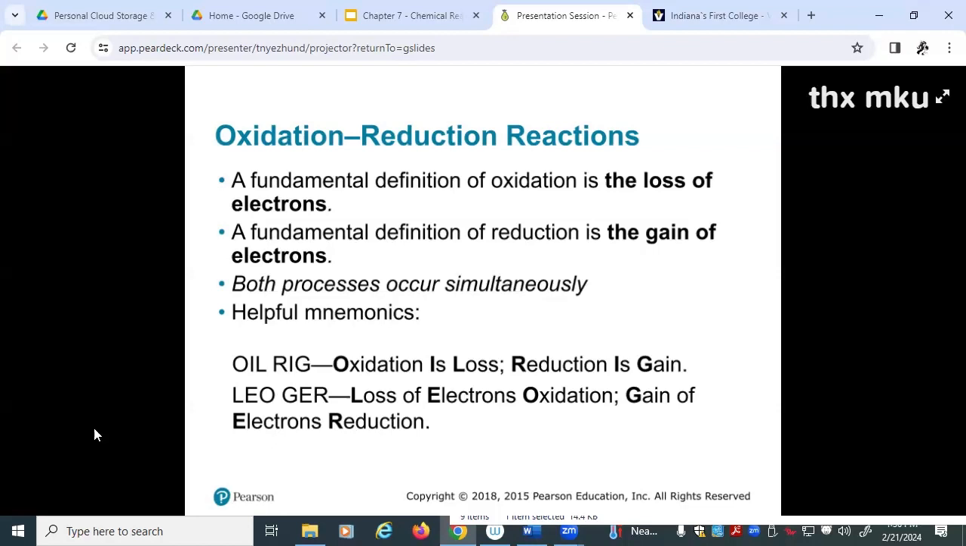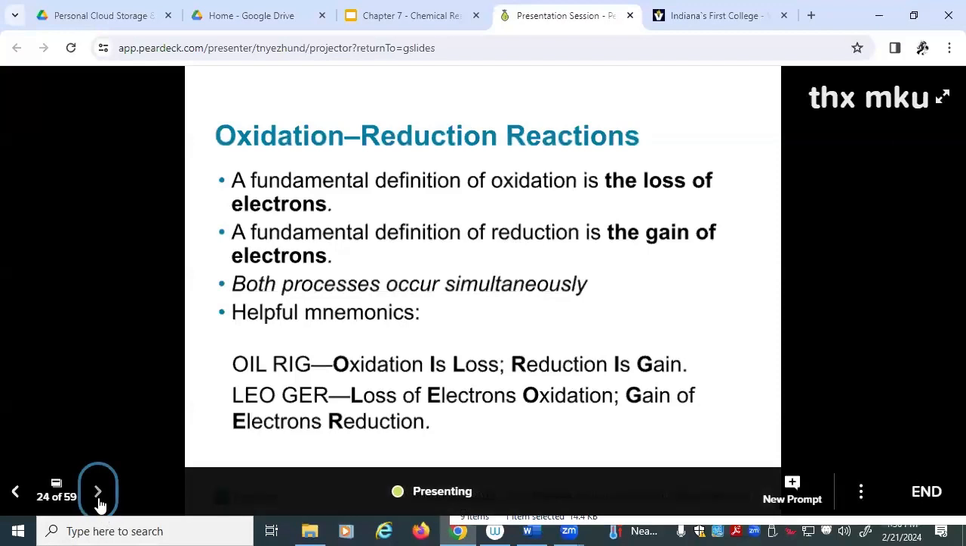But both of these processes happen at the same time. So you can't just have oxidation, you can't just have reduction. You can't just have OIL, you have to have the RIG. You can't just have LEO, you have to have the GER. Both processes have to be there.